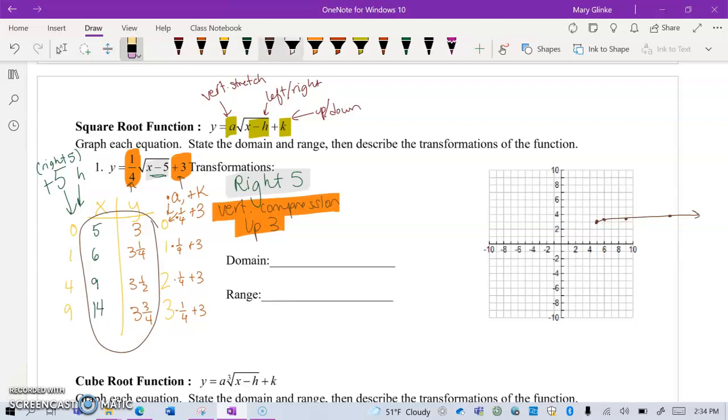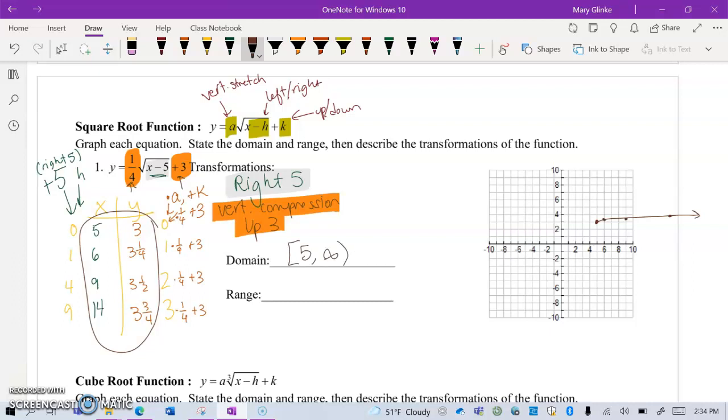So it worked out. Now your domain, it should be always dealing with your h value. For this one, we moved it right 5. So my domain starts at 5 to infinity. My range deals with my k value. For this one, I start at 3 and the arrow's going up, so it's 3 to infinity.